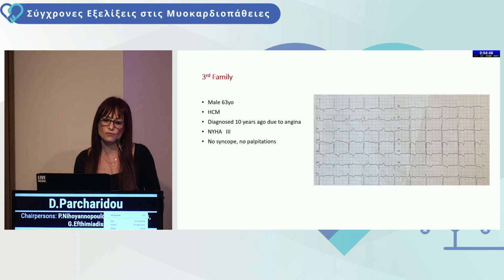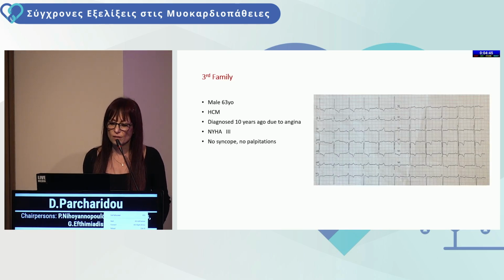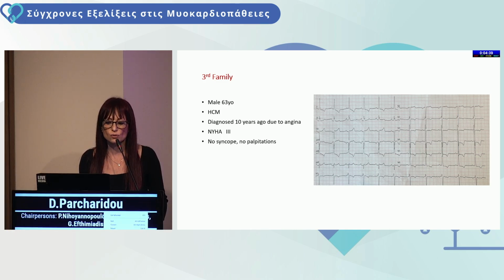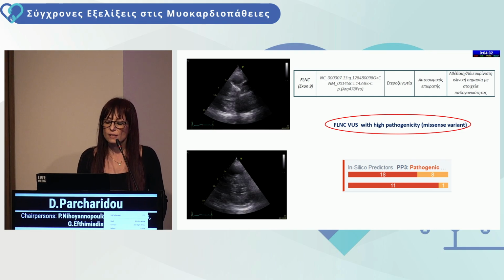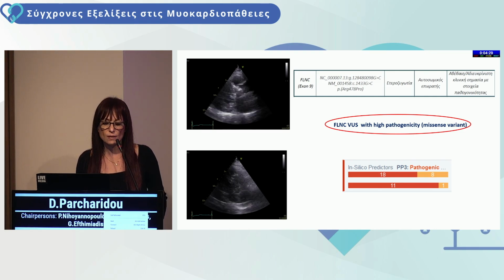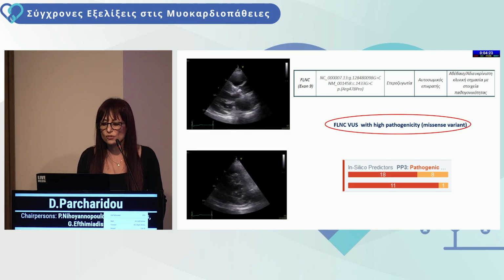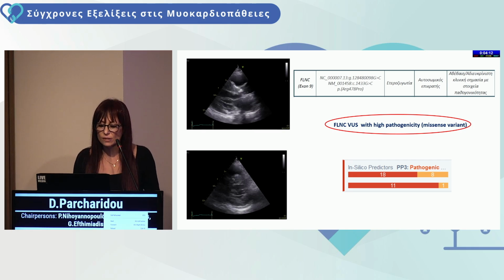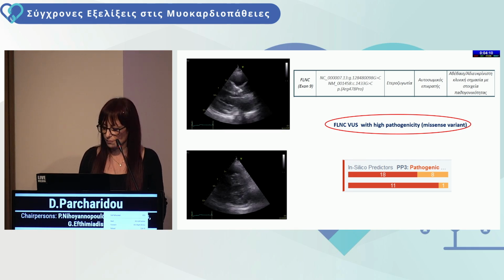And the last, third family, is about a 63-year-old male. He suffers from hypertrophic cardiomyopathy. He was diagnosed 10 years ago due to angina. He is functional class 3, with no syncope, no palpitations, and an ECG typical for hypertrophic cardiomyopathy. From the echocardiogram, he has a phenotype of hypertrophic obstructive cardiomyopathy, and the genetic test result revealed a Filamin C missense variant, which was a VUS. It means a variant of unknown significance, but with high pathogenicity. You can see the in silico predictors are pathogenic.